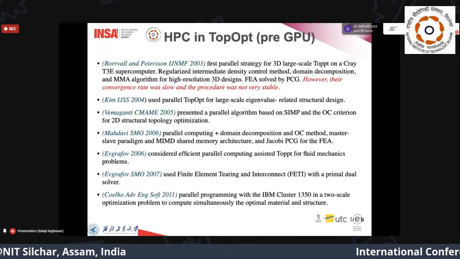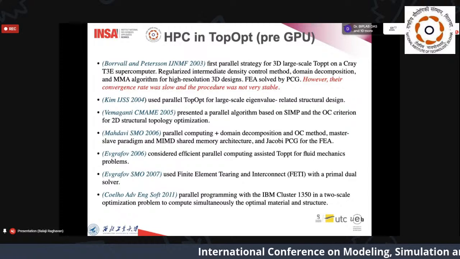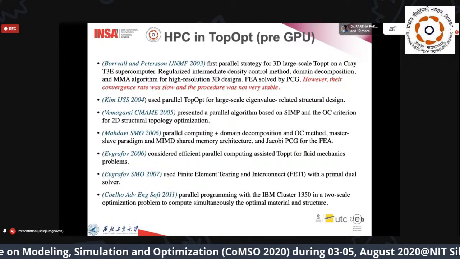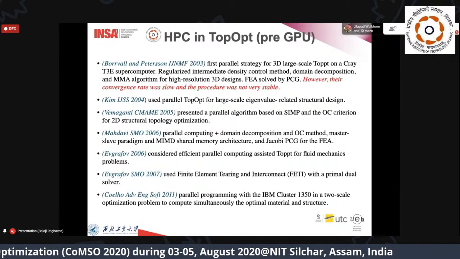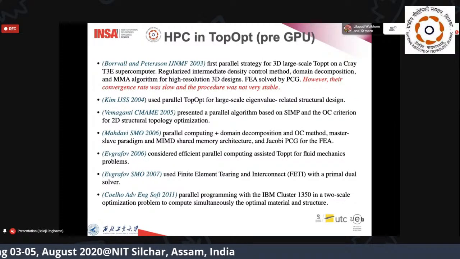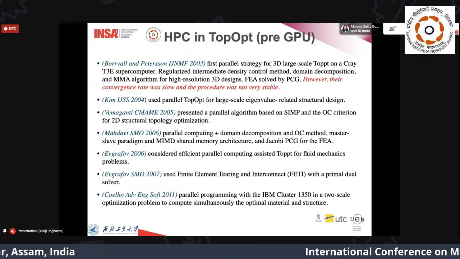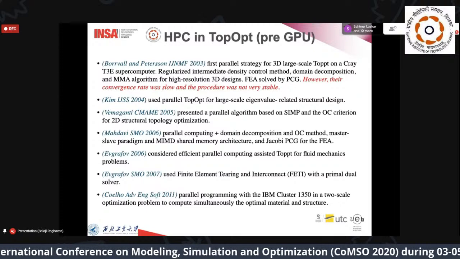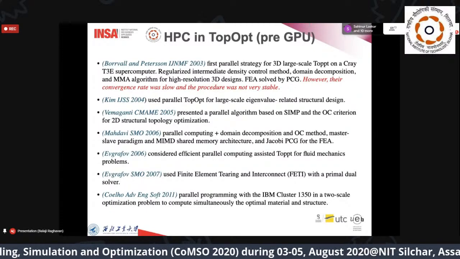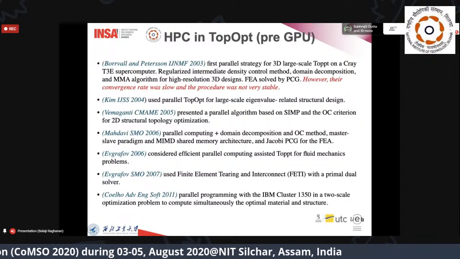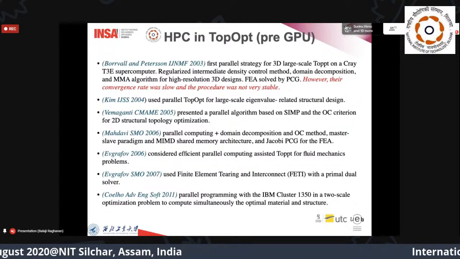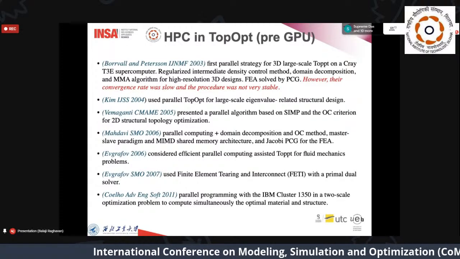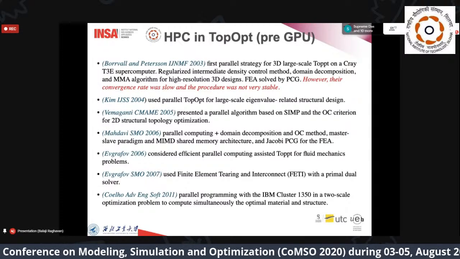I'd say Borrvall and Petersson published the first parallel strategy for 3D TOPOPT on a Cray supercomputer back in 2003. And as expected, they were limited to single precision, okay? The convergence rate was slow. This was followed by works by Kim, Vemaganti, and in 2006, this is actually my work with Arash Mahdavi. We probably were the first to talk about a variety of things. So we presented the master slave paradigm, which we'll talk about in the next few slides, and this is where we could have improved at that point. Sadly, we did not. We used a Jacobi PCG.